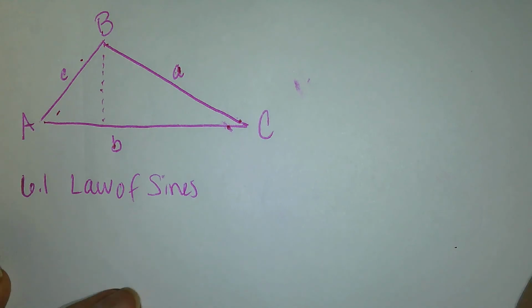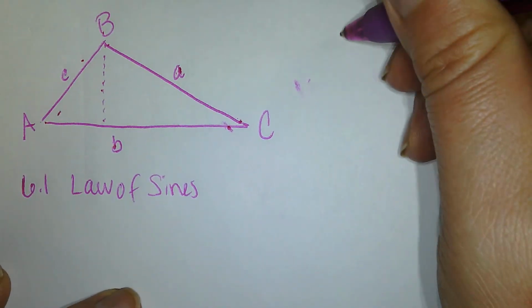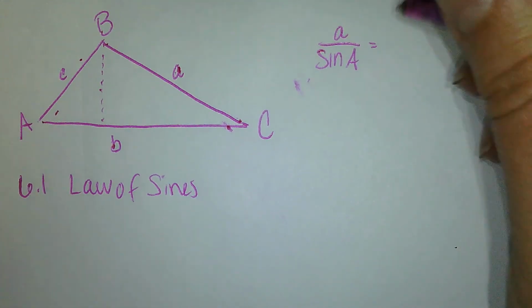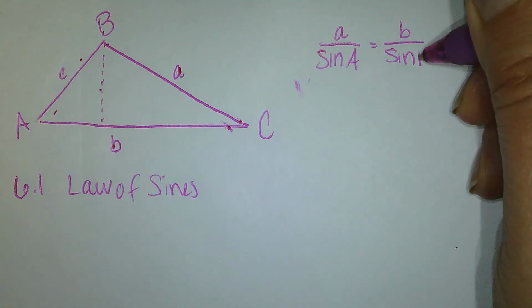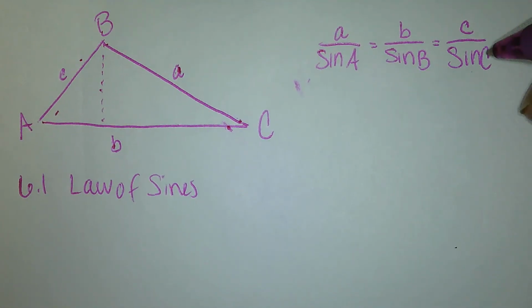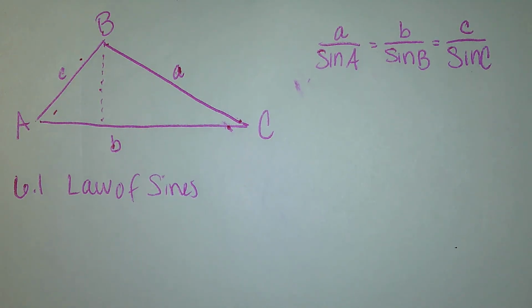So your formula for the law of sines is a over sine A is proportional to b over sine B and c over sine C. And you can pick any two of those to set this up.